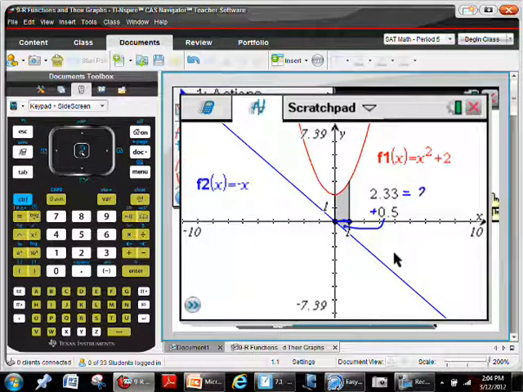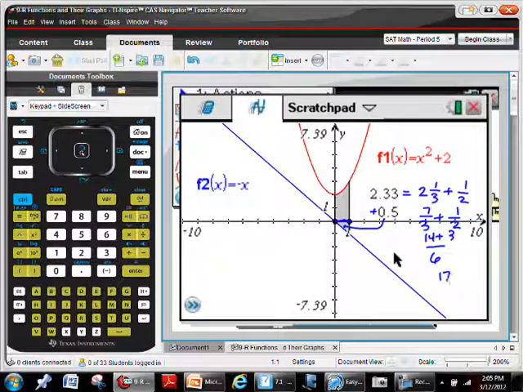Now, if you were to add these together, what's 2 1/3 plus 1/2? Yeah, this would be 7/3 plus 1/2. The common denominator is 6. We would have 14 plus 3. Oh, what do you know? 17/6. It's the exact same answer that we had previously.